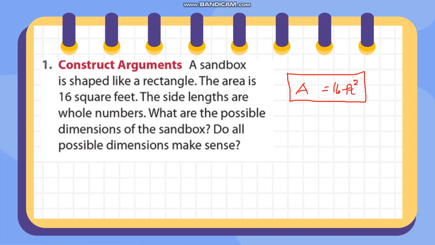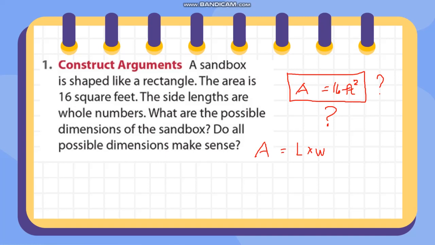Okay, so the side lengths are whole numbers. The side lengths are both unknown. You don't know what those are. So what are the possible dimensions of the sandbox? What are we going to do? We all know that in finding the area, we multiply length by width. But the question is, your length is unknown and your width is unknown.